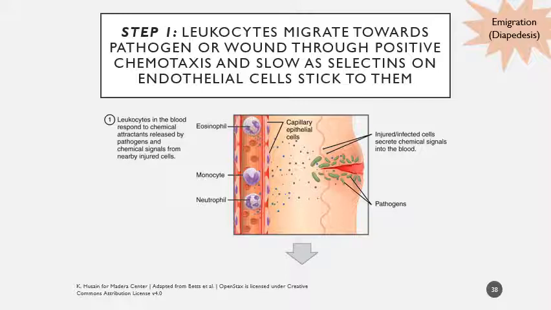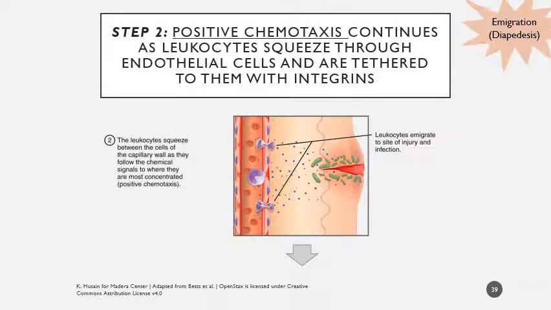They go through that positive chemotaxis, and then they end up sticking to these special proteins on the endothelial cells lining the blood vessels. So they get to where they need to go, and then they stick in place. They anchor onto the inside lining of the blood vessels. And then that positive chemotaxis continues. They make their way through those endothelial cells.